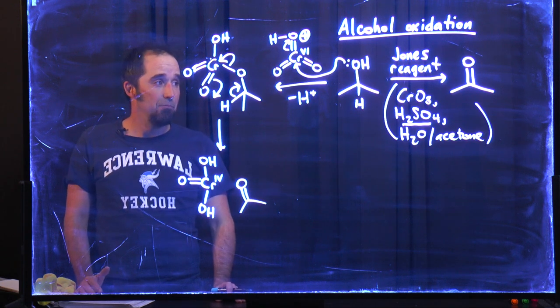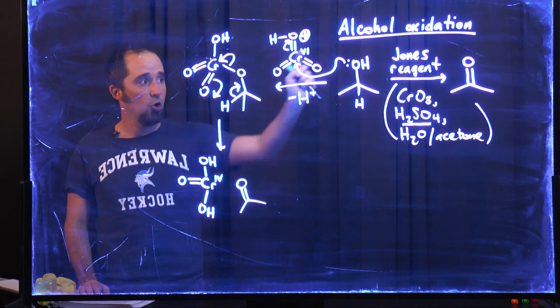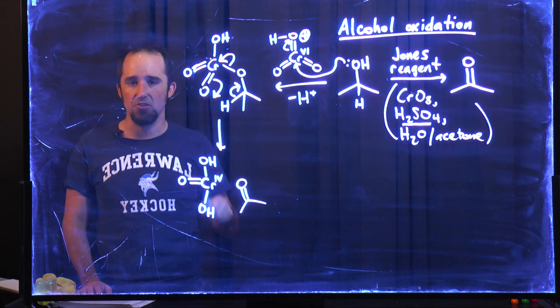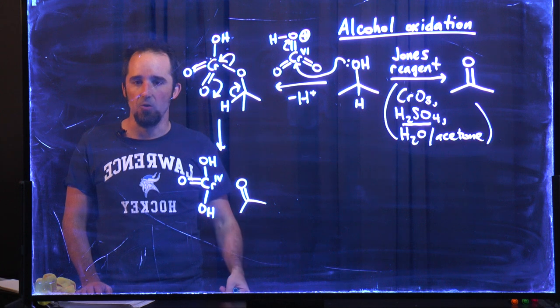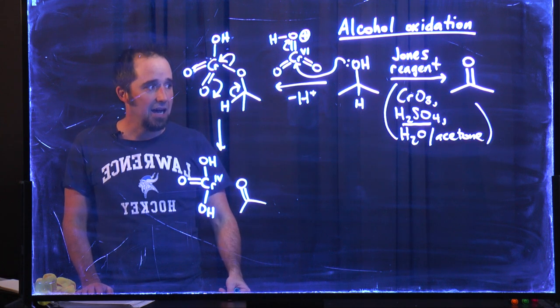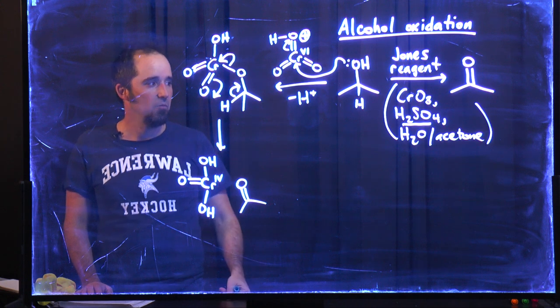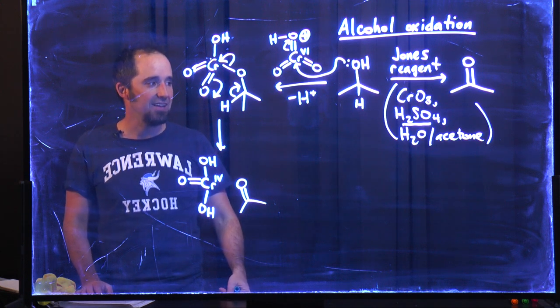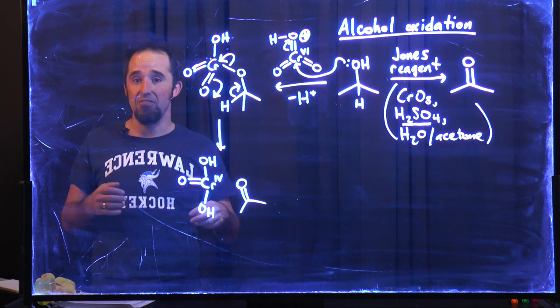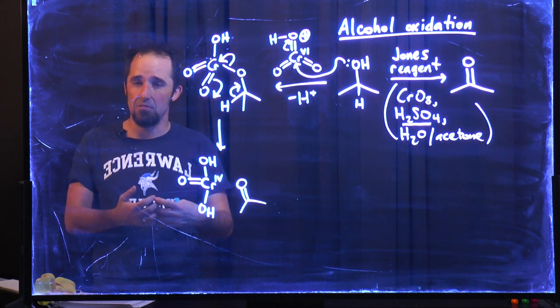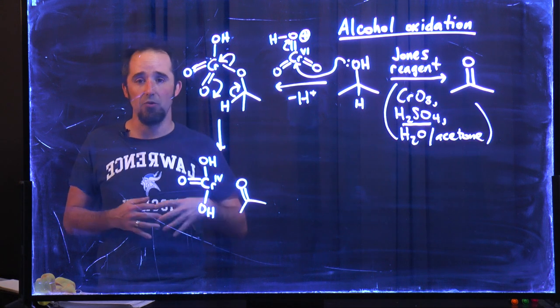Pro, there's a built-in color change because chromium-6 is red and chromium-4 is green. When your reaction turns green, you're all the way oxidized. Con, really, really, really strong acid. If we're doing something kind of sensitive, trying to make a very complicated natural product or a drug that might be really sensitive to acid conditions, this is probably going to wreck it.